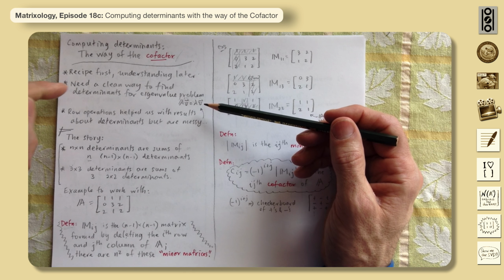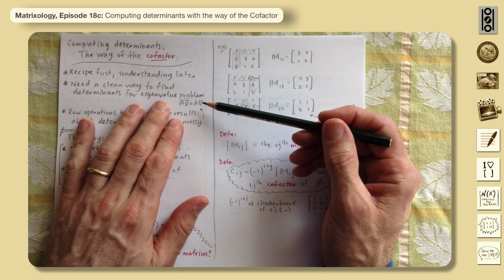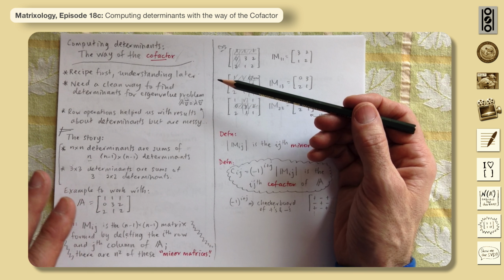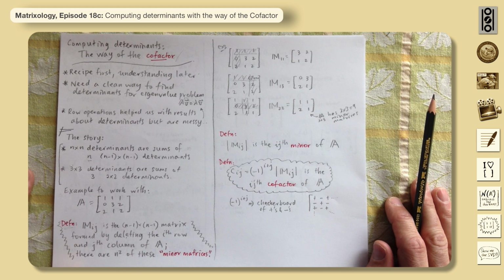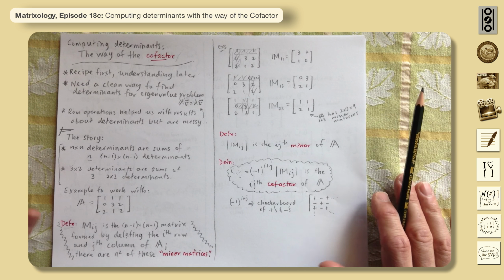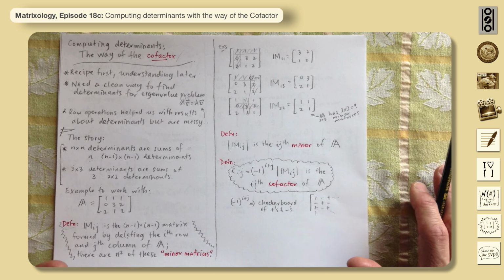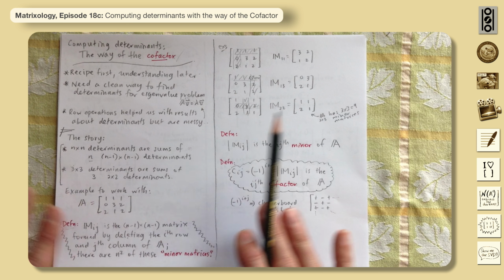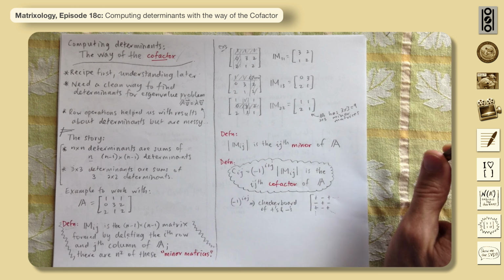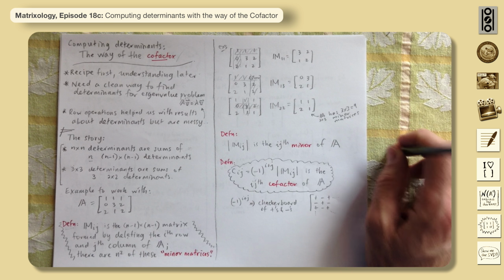Yeah, so let's see. So that's going to be a big thing, right? We want a really clean way to find determinants because the eigenvalue problem is a bit nasty. We showed some examples where if you try to compute with row operations, you end up with a bit of a mess. And that is true. So this is going to be a nice approach with lots of symmetry involved.